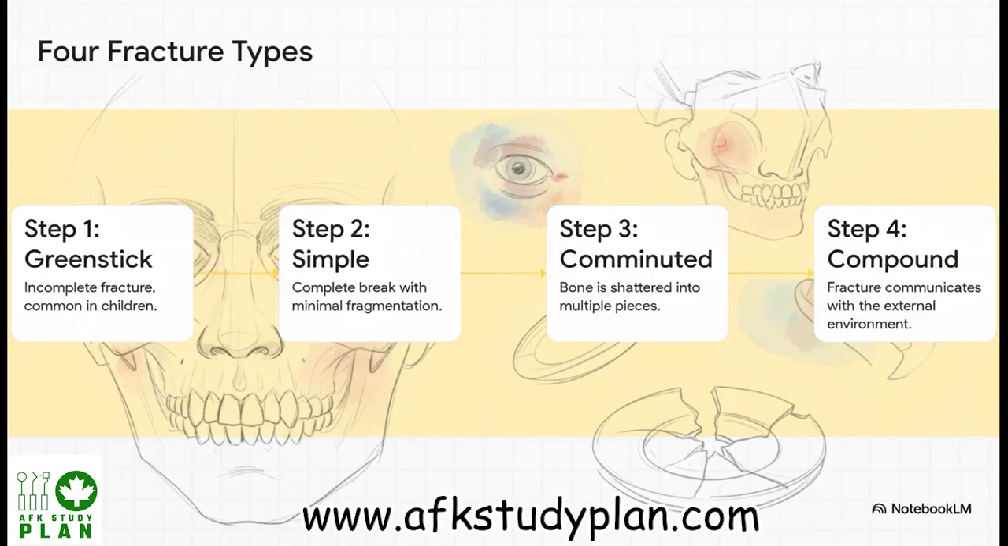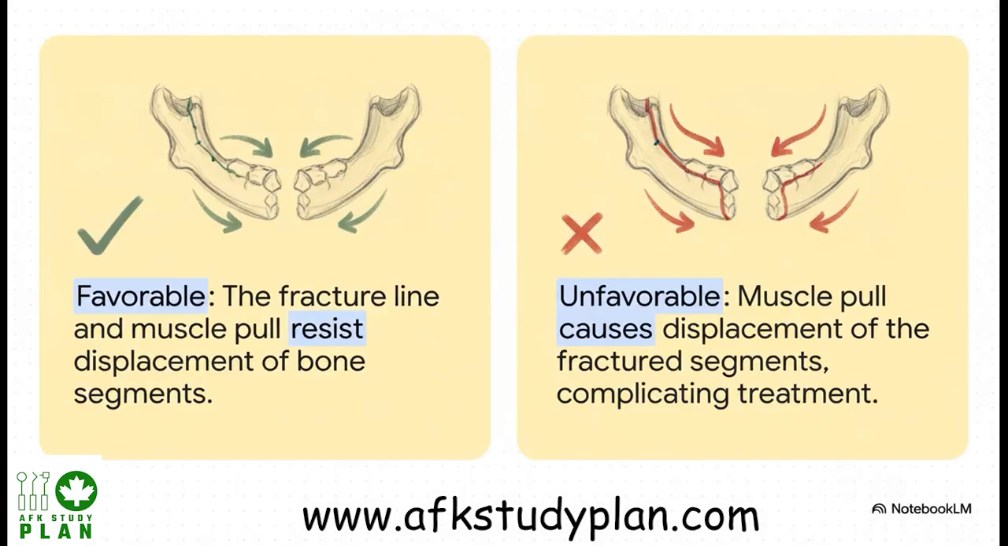Now, pay attention to these next two because people mix them up. A comminuted fracture is when the bone is shattered into a bunch of pieces. A compound fracture is any break that's open to the outside world, either through the skin or the mucosa. Two very different things. And here we have a really critical clinical concept, favorable versus unfavorable fractures.